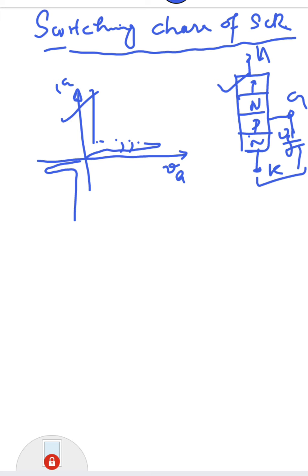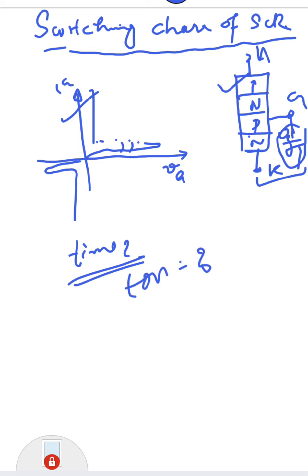That's called gate triggering. But in the static characteristics, we have never mentioned the time, which means after the application of this gate voltage, how long the SCR will take to turn on, what is the turn on time of SCR. Similarly, once the current has fallen below the holding current, how much time it will take to turn off the SCR. So what is the turn on time of the SCR, what is the turn off time of SCR, we have not specified in static characteristics.